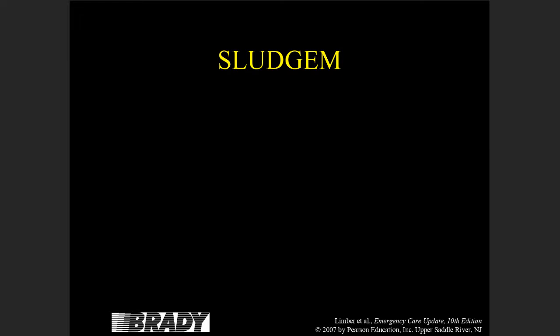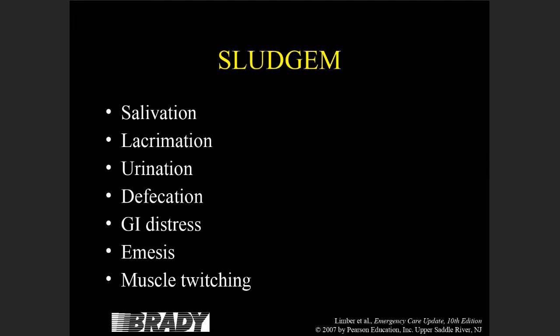And you can remember these symptoms by remembering this acronym, SLUDGEM. SLUDGEM. Don't you love that word? It stands for salivation, which is excessive drooling, lacrimation, excessive tearing, urination, excessive peeing, defecation, pooping all over themselves, GI distress, meaning severe abdominal pain, emesis, vomiting, and muscle twitching. Muscle twitching that can be so violent and so severe, a person can wind up disjointing themselves.